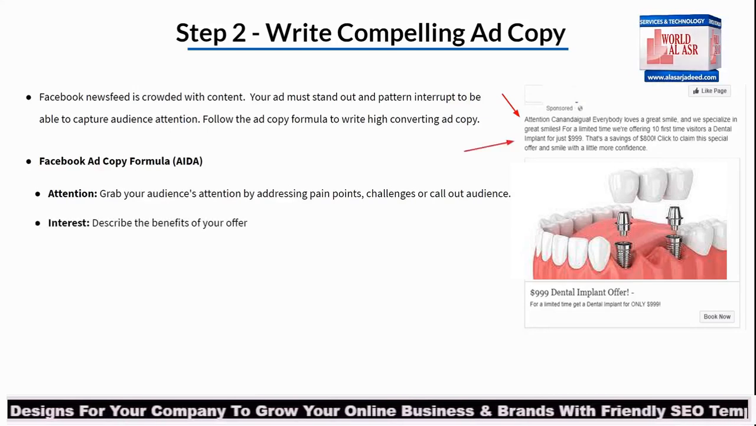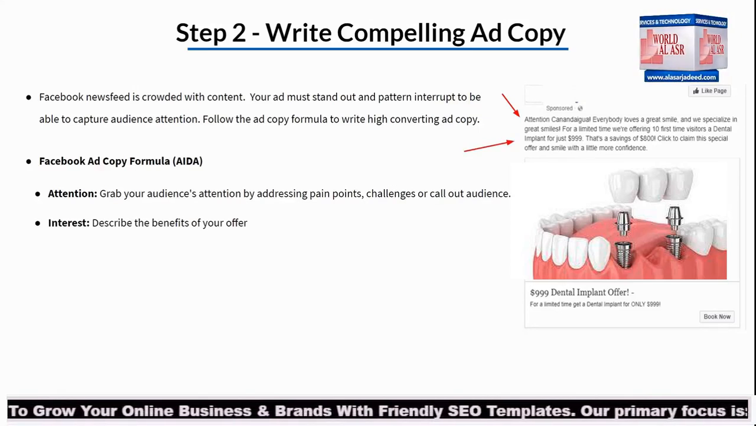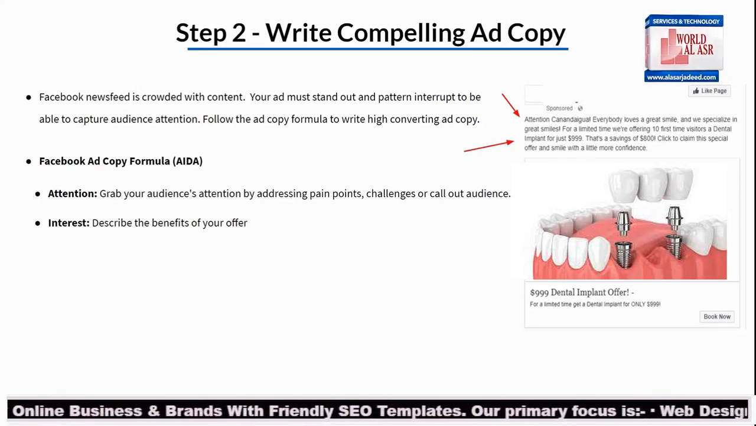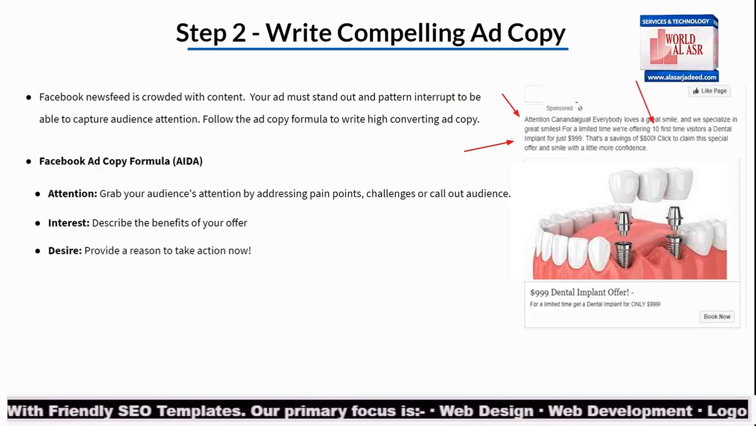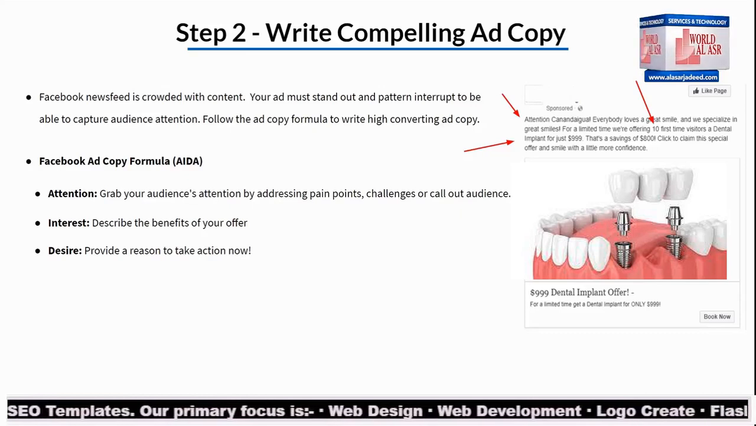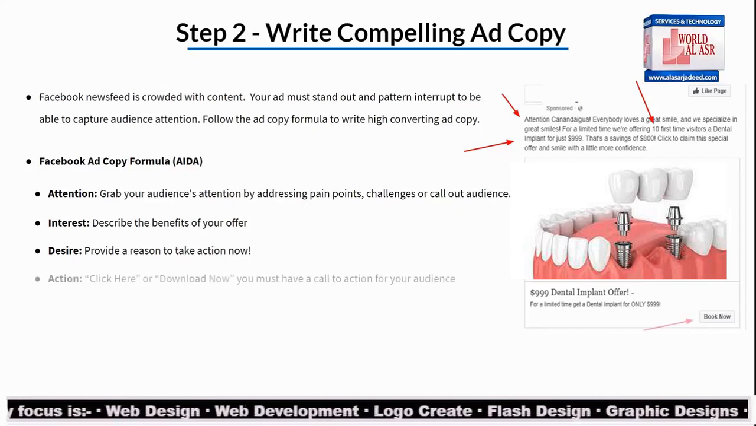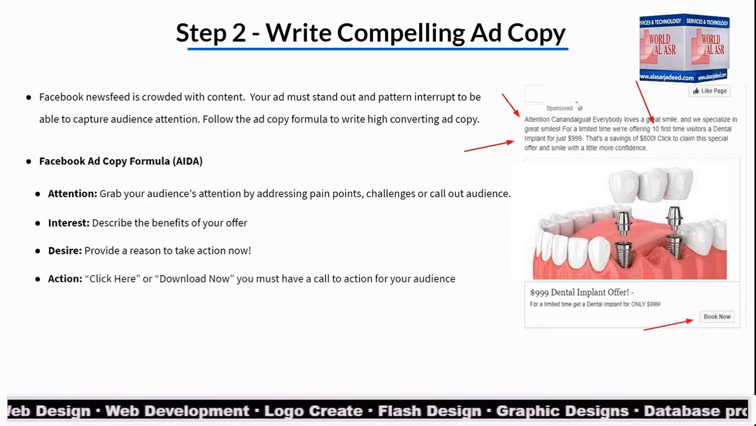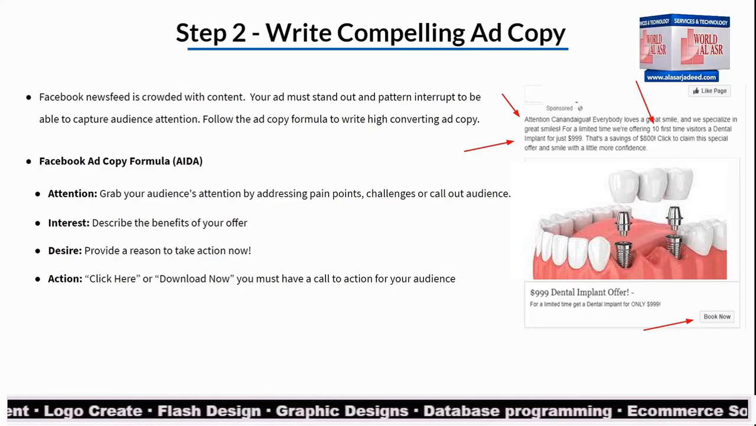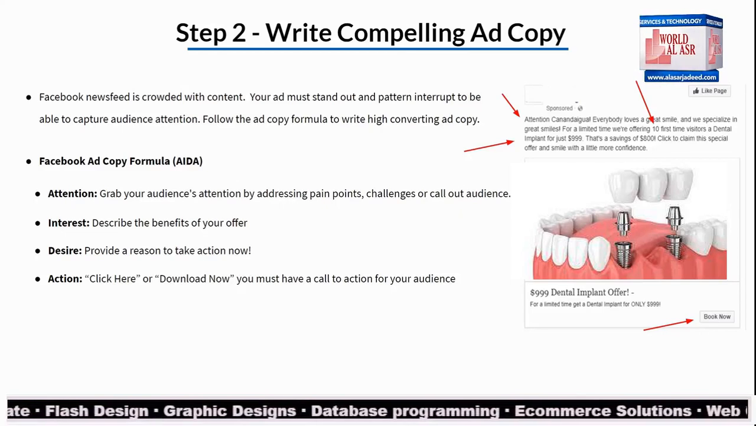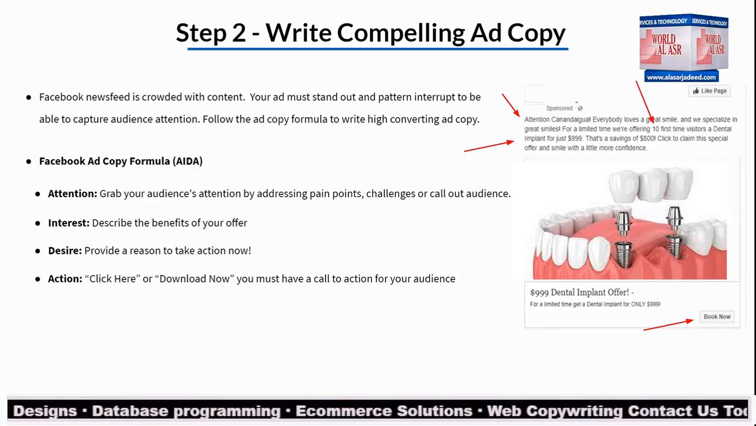And then we have interest. This is where we're describing the benefits of the offer. You'll notice over here on the right-hand side, we have the implants for just $9.99. And then we want to provide desire, a reason to take action now. The reason to take action now for this ad is because we only have 10 available. And then action. This is where we want them to either click here, download here, learn more, or book now. You'll see on this ad that we have the button there for book now where they can book an appointment. So this is a very simple formula that you can follow for your Facebook ads.